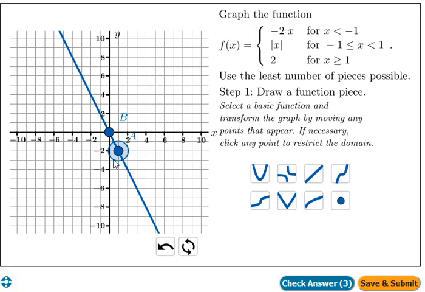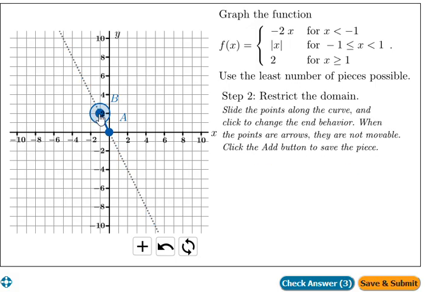All right, now let's look at our domain restriction right here. It says x is greater, no, my bad, x is less than -1. So this is -1 right here, so everything less. So let's drag this point right here. Let's drag it a little bit. Let's leave it here. Let's hold it in place there.